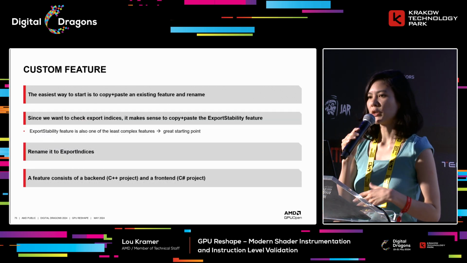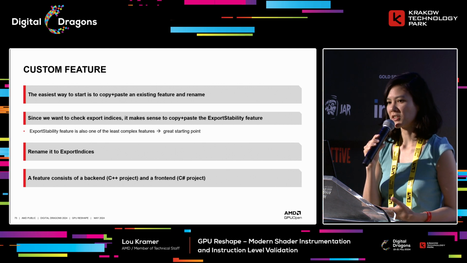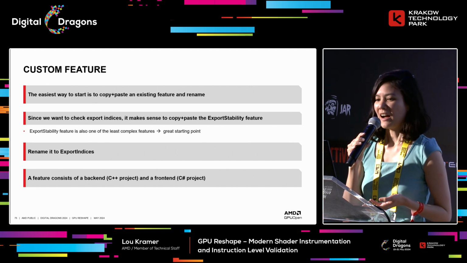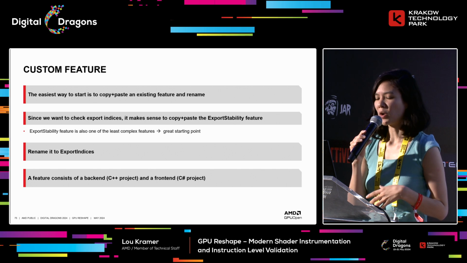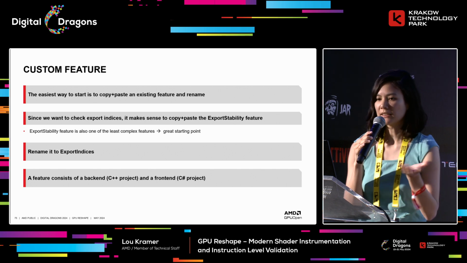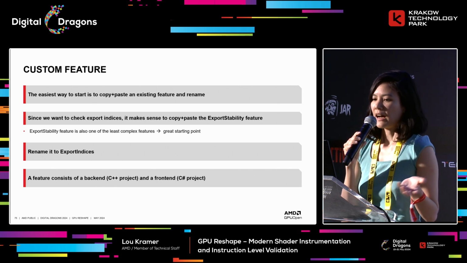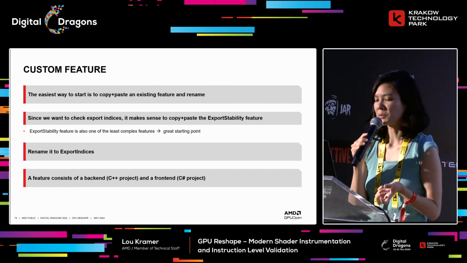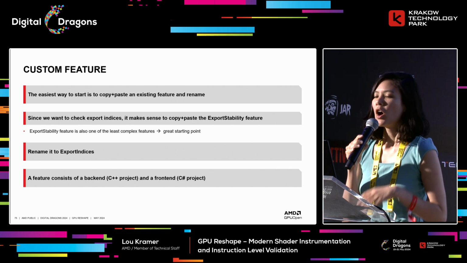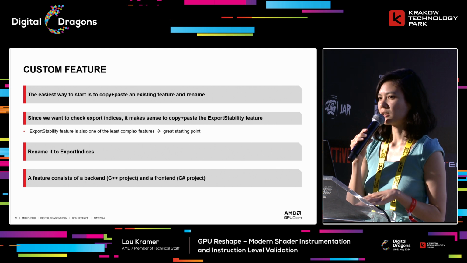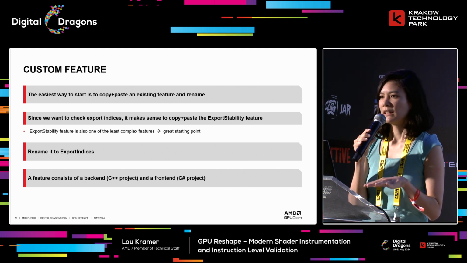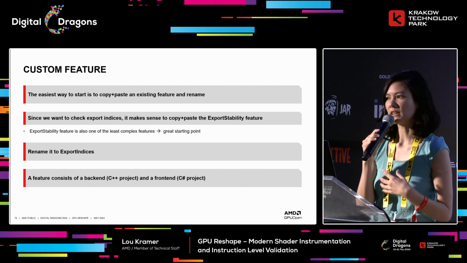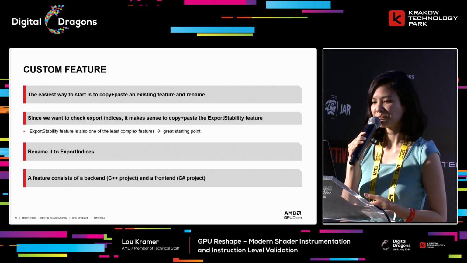So the easiest way to start writing your own custom feature is to just copy-paste an existing feature and rename it. So I decided to call it export indices. And since I'm dealing with exports, I just copied the export stability feature because it kind of makes sense, because it's also dealing with exports. On top of this, the export stability feature is a very simple feature. So it's one of the least complex ones. So it's generally a very good starting point.